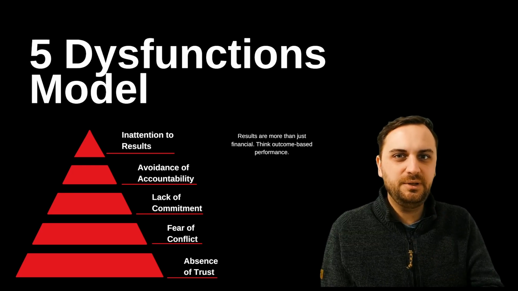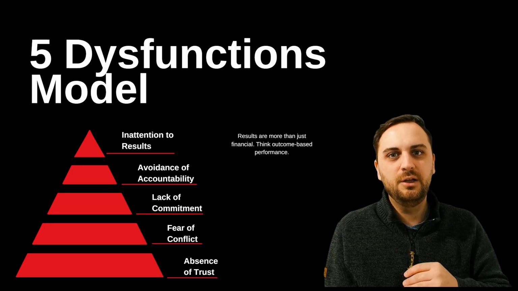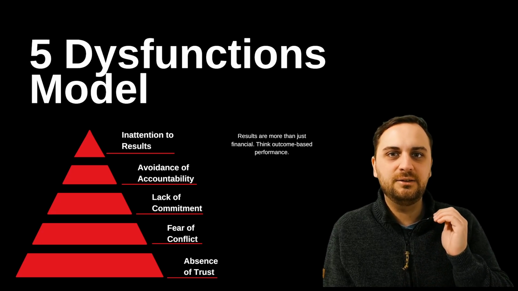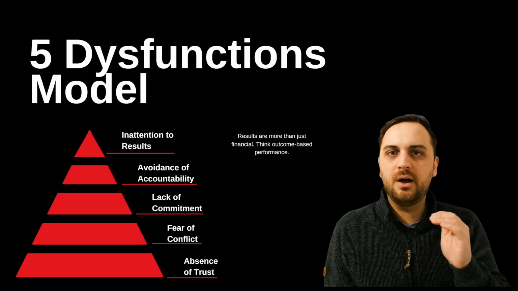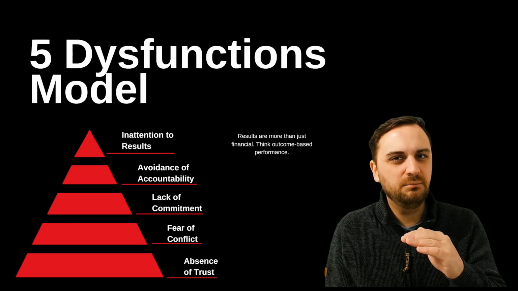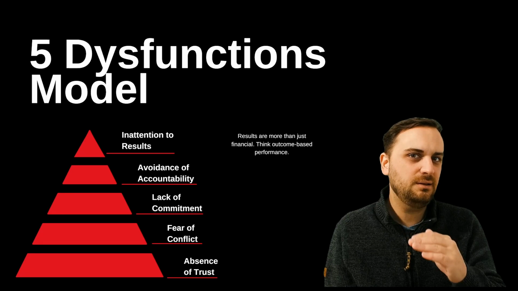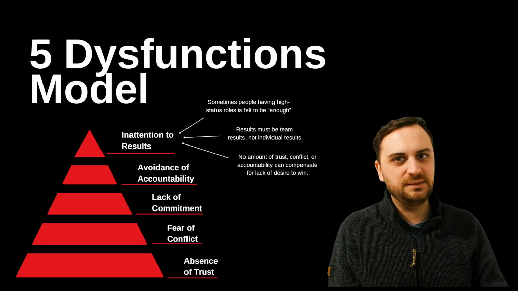So now we come to this really thought-provoking point in the whole model, which is, think about, you've built everything so far. You have a team that is super trusting in one another. They're not afraid of conflict. They're not afraid to commit to something. They're holding each other accountable. But yeah, the results, they don't really care. So how is that possible? And there's a few common ways that this is taking place.